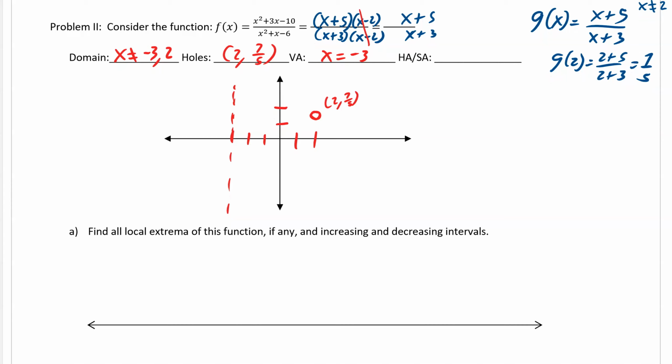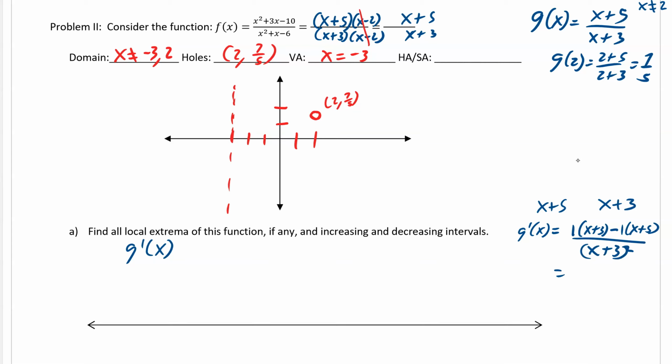So now we come down here and we go g prime, and we're going to take the derivative. So this is a quotient rule. The top is x plus 5. The bottom is x plus 3. So we would get g prime of x is equal to 1 times (x plus 3) minus 1 times (x plus 5), all over the denominator, which is (x plus 3) squared. And so this would give us x minus x, which is 0, and 3 minus 5, which is -2. Okay, so we found our g prime of x.